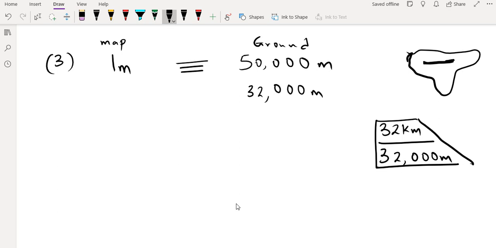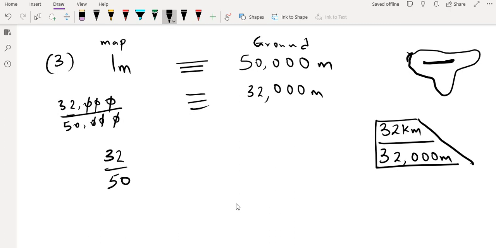So if this is 32,000 meters, what will be the corresponding distance on the map? 32 times 1 over 50,000. So that will give us what? This times this divided by this. So that will be what? 32 times 1 is the same thing, over 50,000. Talk to me. 0 cancel 0, 0 cancel 0, 0 cancel 0. So I am left with what? 32 over 50 equals 0.64.